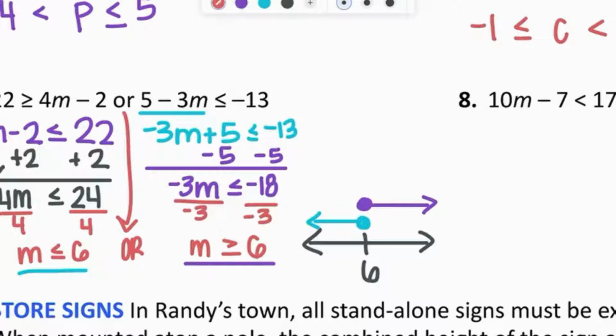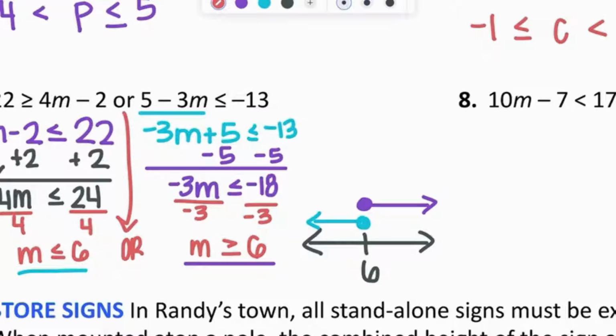So in this case, my actual answer is all of it. It's all going to be my answer. But this is kind of how you can see sometimes it's either going to be less than 6 or greater than 6, but in this case, that's all of it.